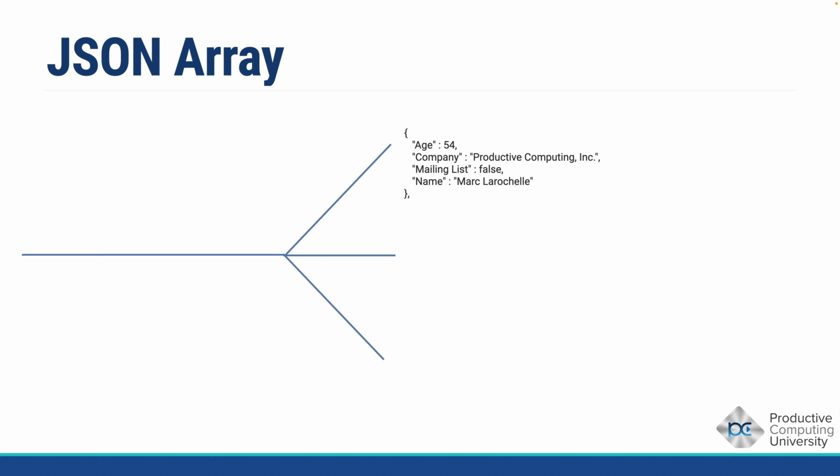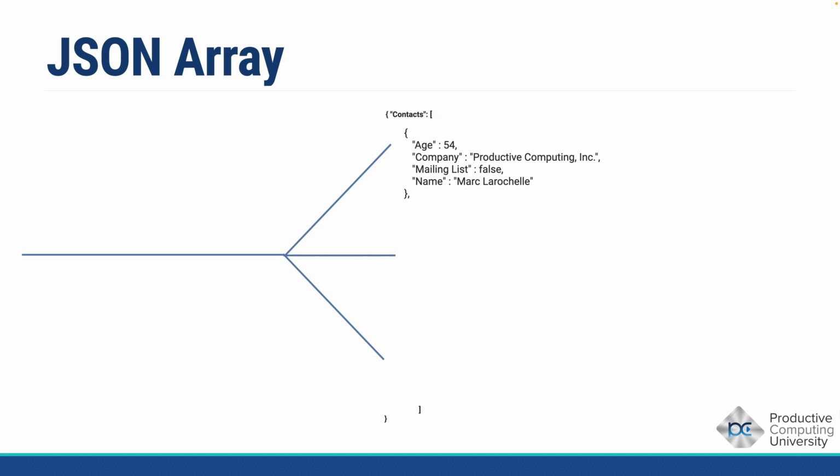In other words, I wouldn't want to put age 1, company 1, mailing list 1, name 1, and then age 2, company 2, mailing list 2, and name 2. My fields need to maintain their original key name. So this is where we introduce an array. Now the array will have a new key introduced, which is, in this case, contacts, which indicates the entire table, each array item containing an entire record's worth of data, known as a JSON object.